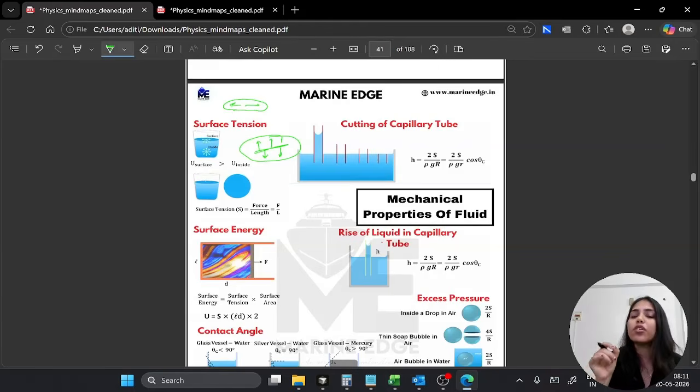When you submerge a very thin tube in water, because of this attraction force, the water molecules will try to rise. If it is rising up, the attraction force between the glass and the water, or the adhesive force, is higher. And the height in the capillary tube is 2S upon rho g r, where S is the surface tension, rho is the density, g is gravity, and r is the radius.